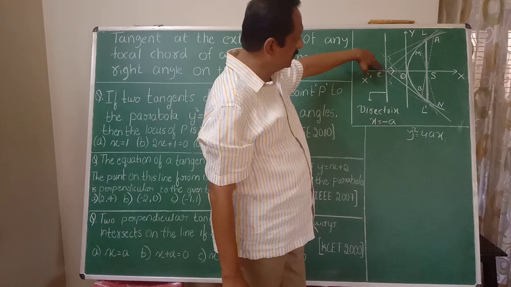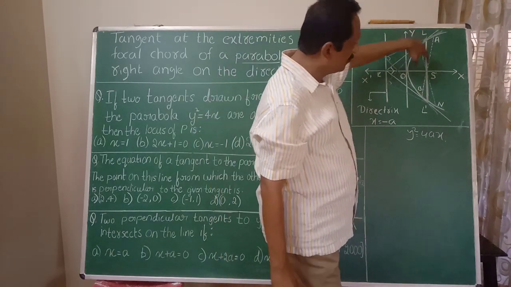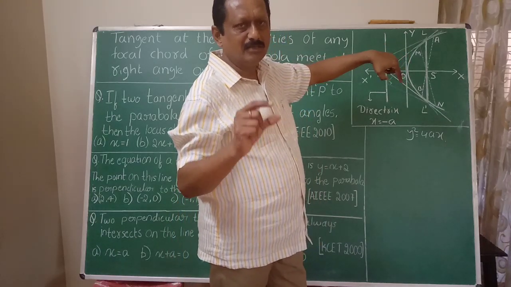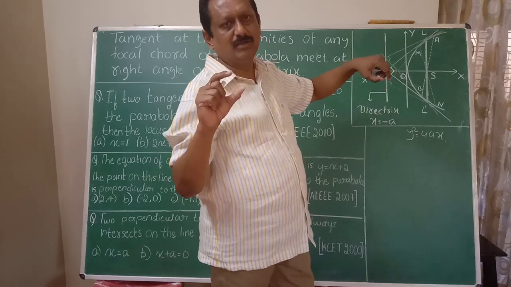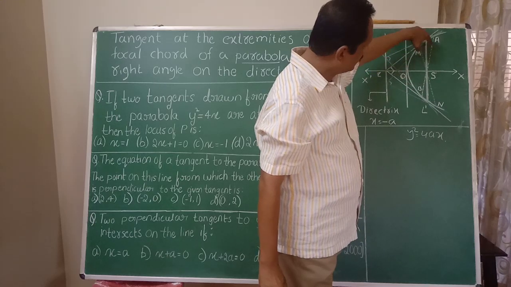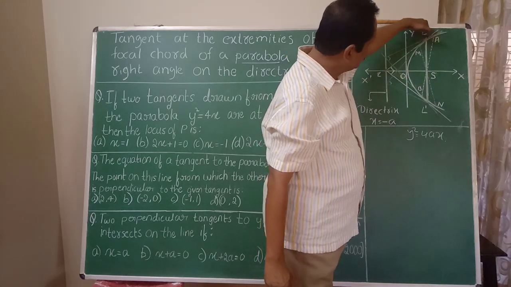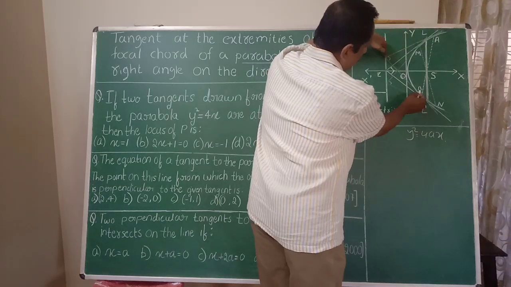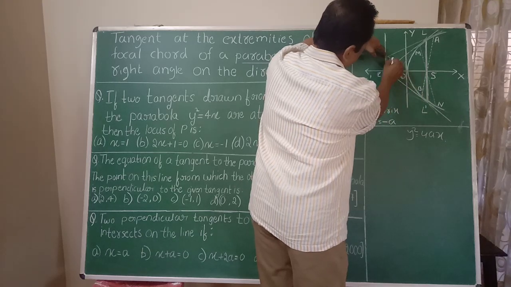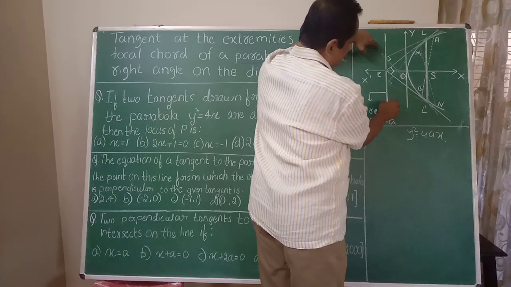Similarly, here AB is one more line. It is called a focal chord. Other than the latus rectum, a line passing through the focus is called a focal chord. Next, AB is a focal chord. At A, this is the tangent, and similarly at the point B, this is a tangent. Both the tangents are perpendicular to each other, and the point of intersection again lies on this directrix.